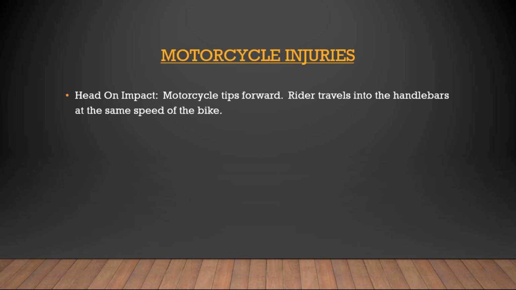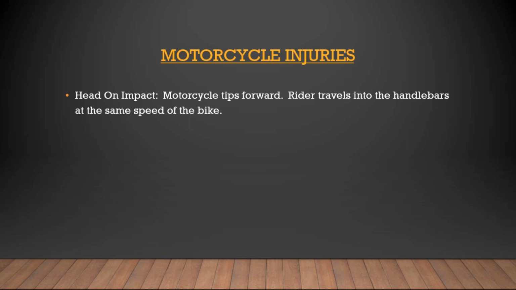Next, we're going to look at motorcycle accidents. This is a high rate of mortality, especially if they're traveling 40 miles an hour or greater, because that individual is then thrown from that motorcycle. And again, they're still traveling at 40 miles an hour.